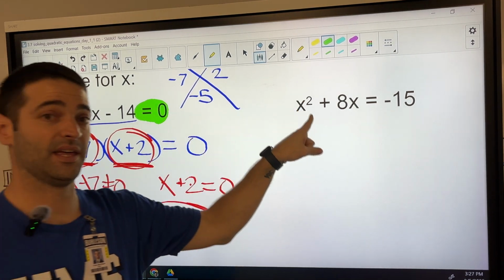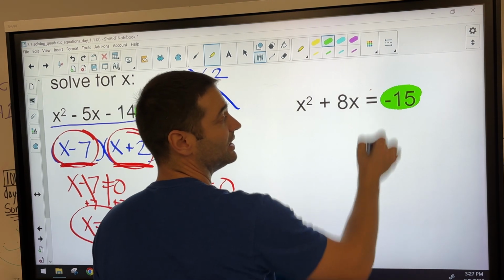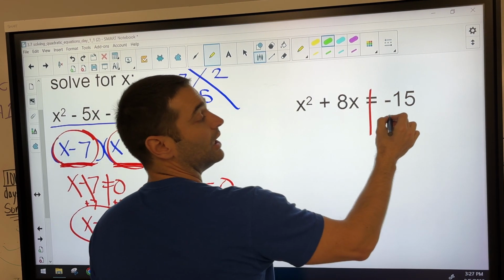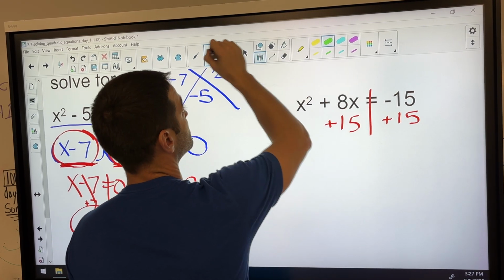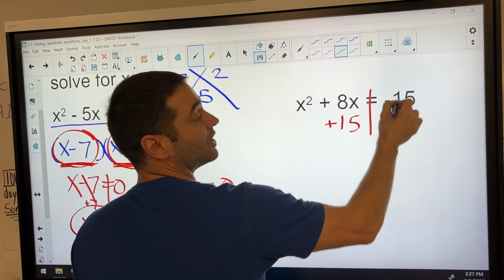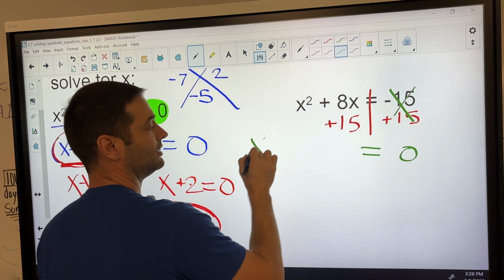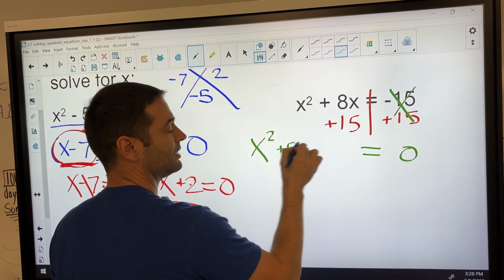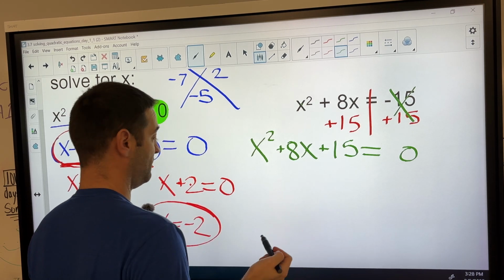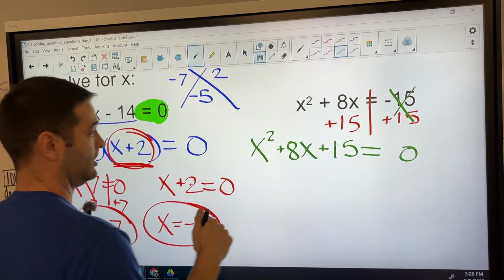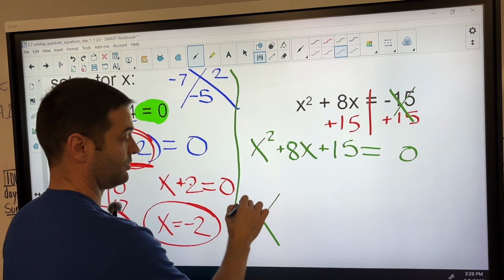So if you have an equation like this that doesn't equal 0, the first thing we have to do is cancel this out to make it equal 0. Oh, I need that big. So we're going to add 15 to both sides. Let me switch to a new color. So negative 15 plus 15 cancels out, and it equals 0. I have x squared plus 8x plus 15 equals 0. Now I can factor and do everything else the way we did on the last problem.